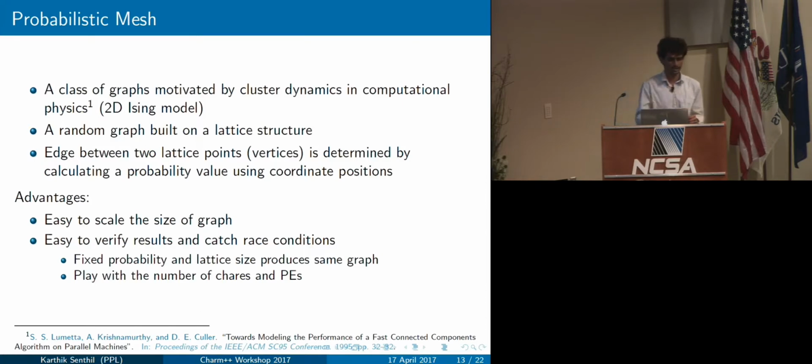So what are the advantages of using probabilistic mesh? Well, I can easily scale the size of the graph. All I need to provide is a mesh size. I don't have to provide any vertex information or edge information. Second, it is easy to verify my results and catch any race conditions. This is because if I fix my probability and my mesh size, I'm bound to get the same graph with the same number of edges and the same number of components. So now I can easily play with the number of chares and number of PEs, change my execution, and make sure that I'm getting the same results in each run.